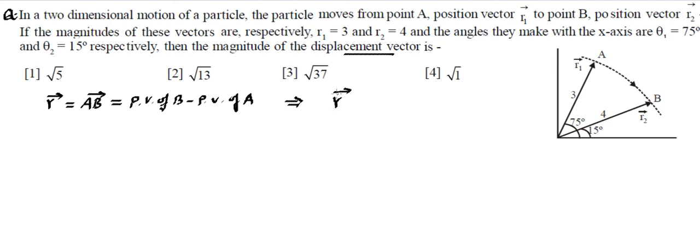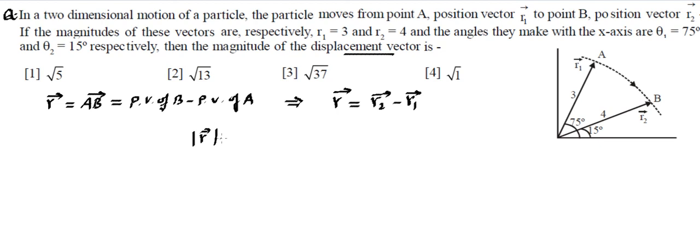Sometimes we use this R vector as a displacement vector. So the AB vector I'm writing as R vector. That's the displacement vector. This displacement vector is equal to the B position vector, which is R2, minus the A position vector, which is R1. Now if you look carefully here, we need to use vector algebra. Basically you need to use the difference of two vectors. We need to find the magnitude of the difference of two vectors, so we can directly use the formula for the magnitude of R in case of difference.